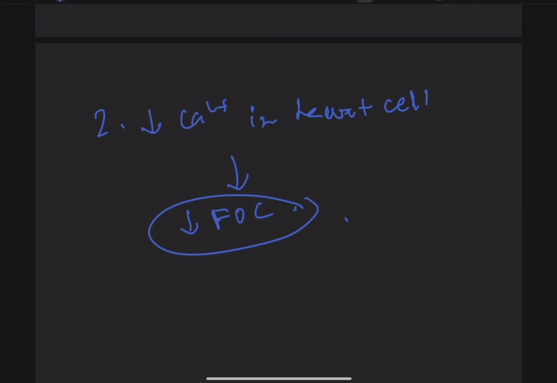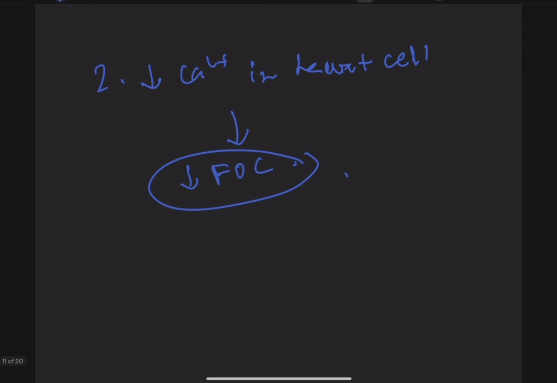Also, by decreasing the cyclic AMP, it decreases the calcium entry in the heart cell. By decreasing the calcium entry into the heart cell, it causes a decrease in the force of contraction of cardiac myocytes. Also, it causes vasodilation. So how does it cause vasodilation?